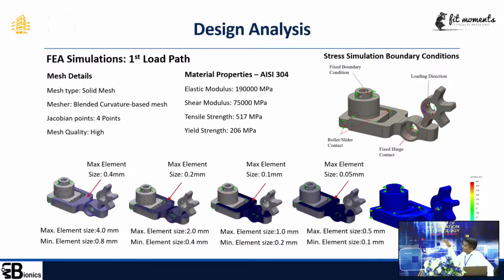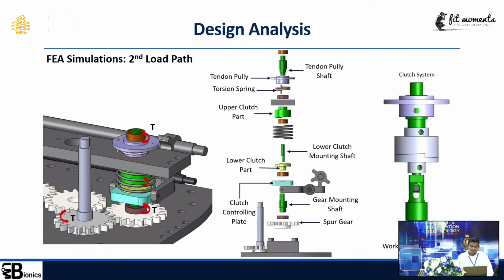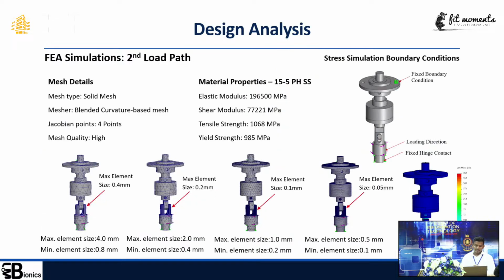The right-hand top corner shows the boundary condition used for the simulation. Same as the first simulation, this is the second one. When cam parts and clutches are engaged, the total system can rotate with the fingers. For this one as well, I did a simulation series using the SolidWorks simulation package. I fine-tuned the mesh size until I got a converged result. The selected material is aerospace grade 15-5 PH stainless steel, and same as the first one, blended curvature mesh is used for this simulation.